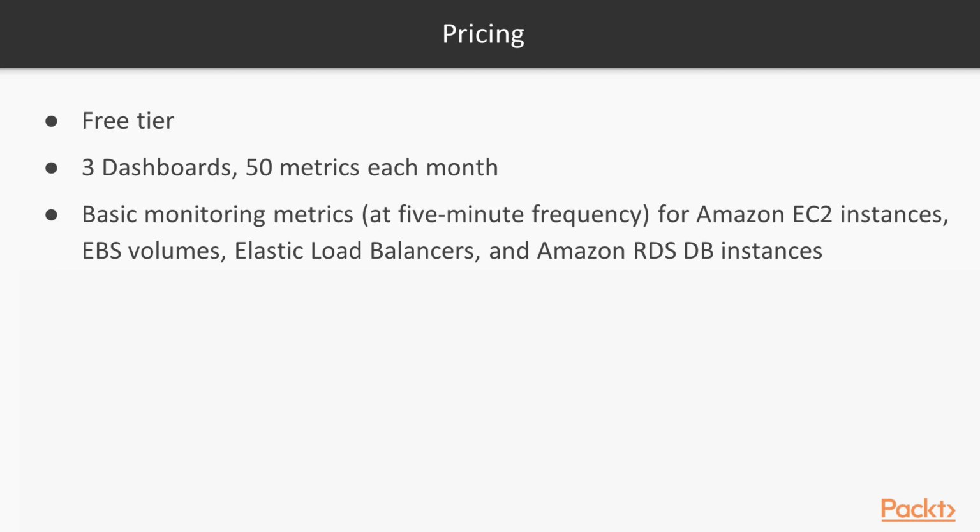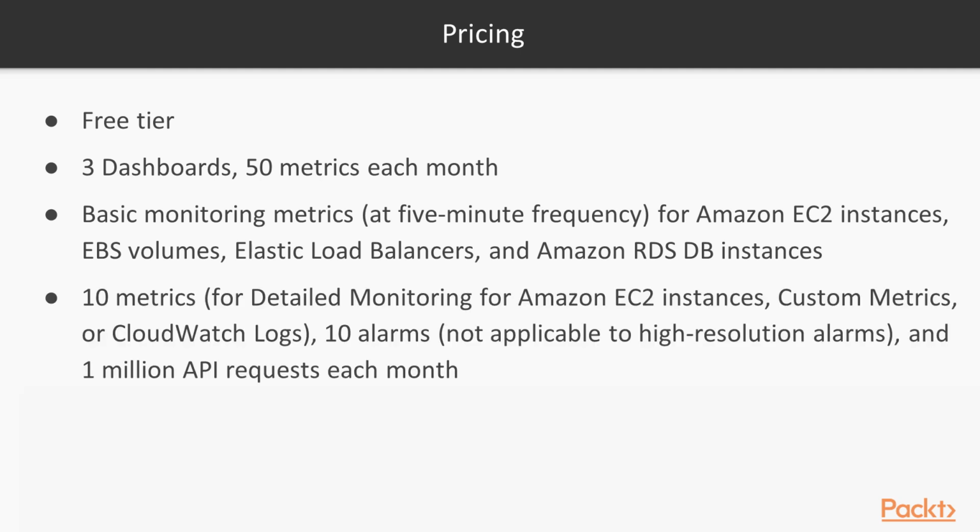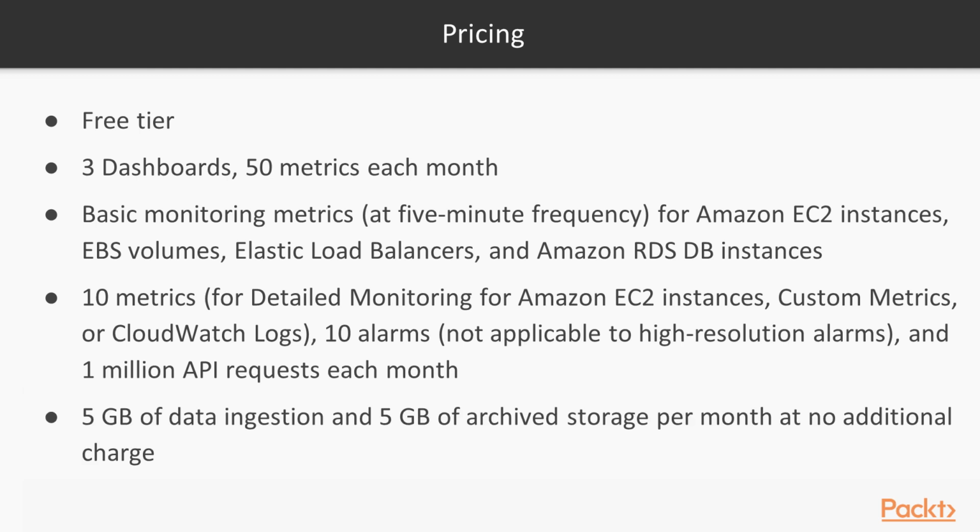Basic monitoring metrics run around a 5-minute frequency for EC2 instances, EBS volumes, etc. You can get 10 metrics for detailed monitoring and also 10 alarms and 1 million API requests each month. There's also an allowance for 5 gigabytes of data ingestion and 5 gigabytes of archive storage per month at no additional charge. When you actually move outside of that free tier, the page that's linked here will give you much more detail in terms of what things cost, and it will be things like a dashboard would cost you $3 a month, one configured alarm would be 10 cents per alarm per month.